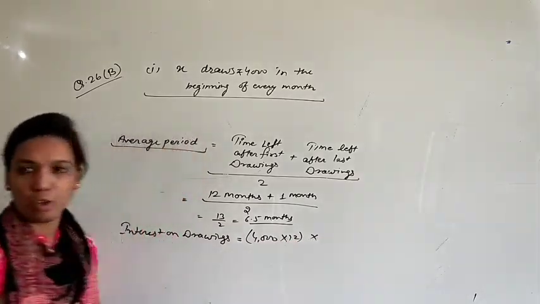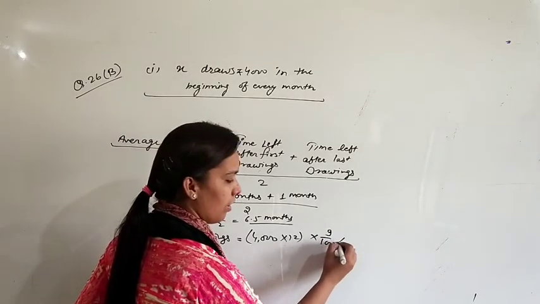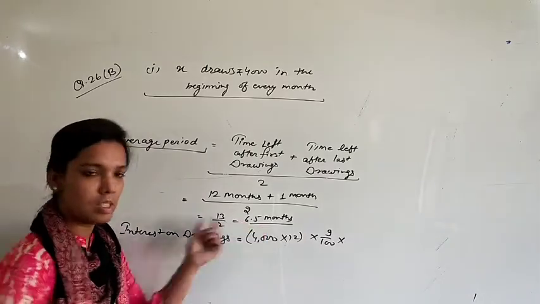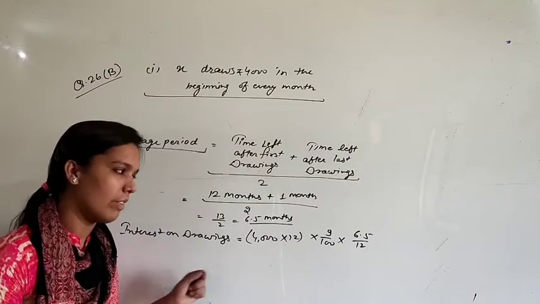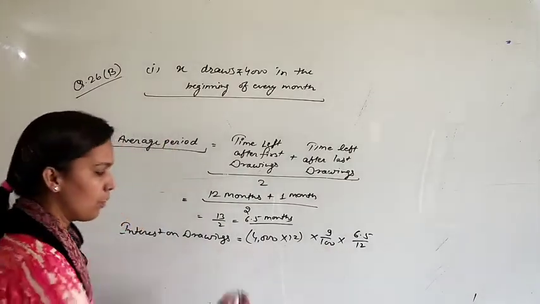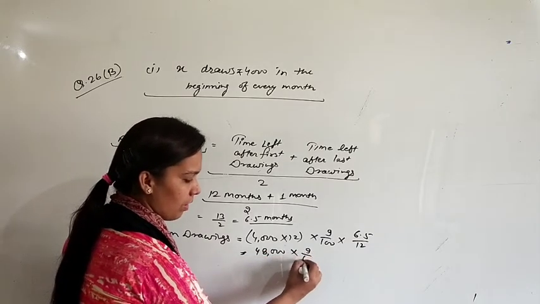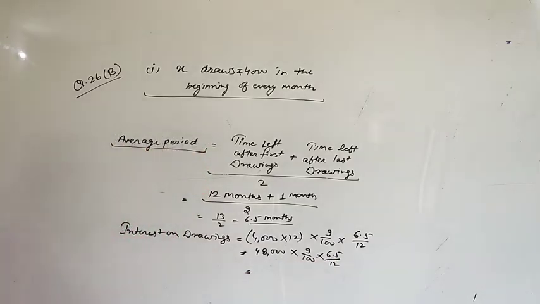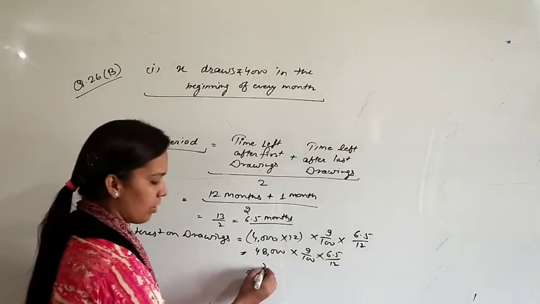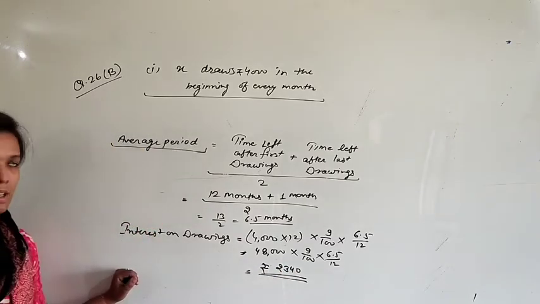Okay. What is the rate of interest? That is 9%, meaning 9 upon 100. Multiply by for how many months? For 6.5 upon 12. Months are here, that's why we are writing 12 as the denominator. So calculate this: 4,000 multiplied by 12 is 48,000, times 9 upon 100, times 6.5 divided by 12. You will get an amount of rupees 2,340. This is the first answer of this question.